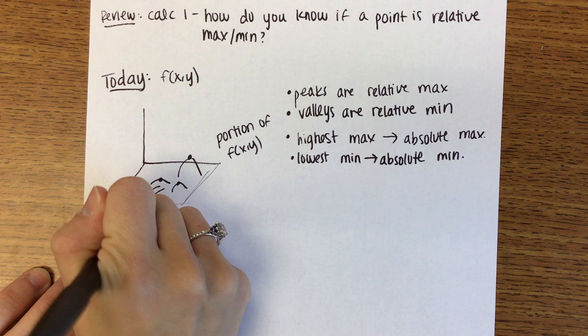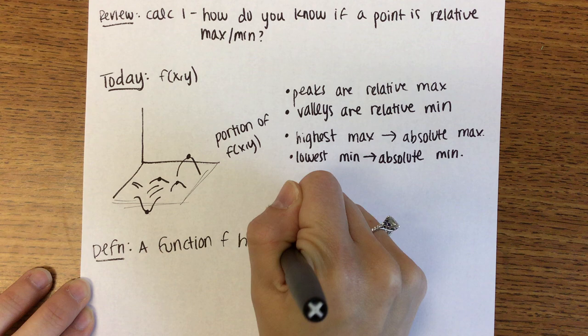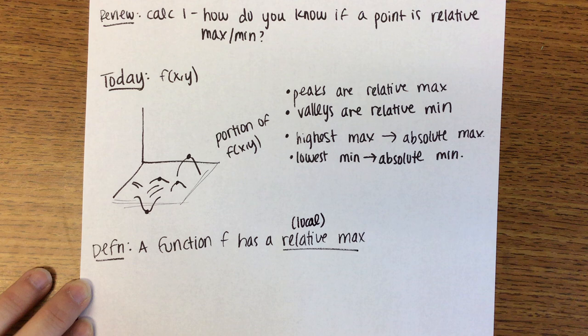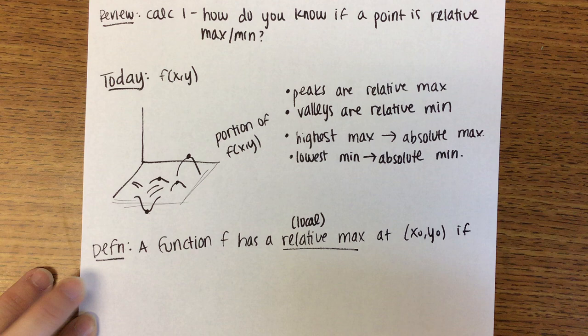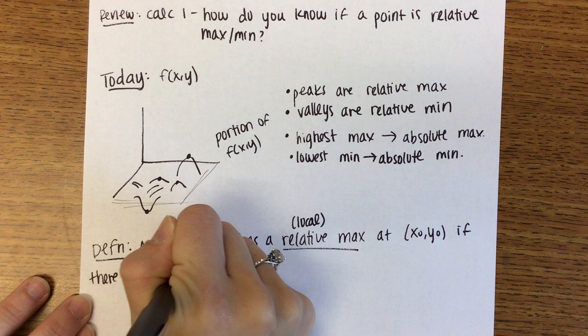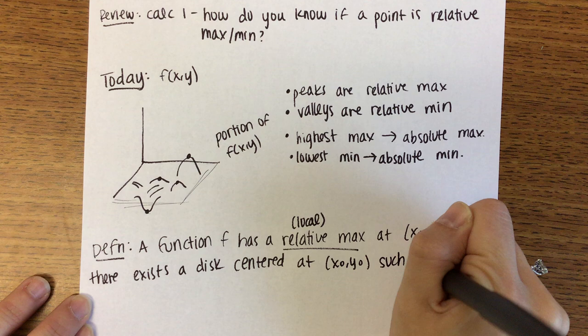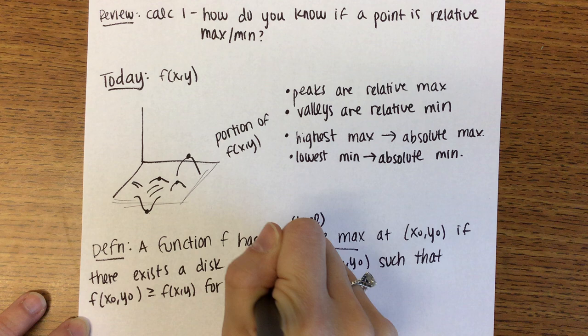It's going to lead us to some definitions. A function f has a relative max. Your book for some reason uses the term local. I would say relative is the term that's used most often, but those two are going to mean the same. A function has a relative max at some point x naught, y naught if there exists a disk centered at x naught, y naught such that f of x naught, y naught is greater than or equal to f of x, y for all x, y in the disk.